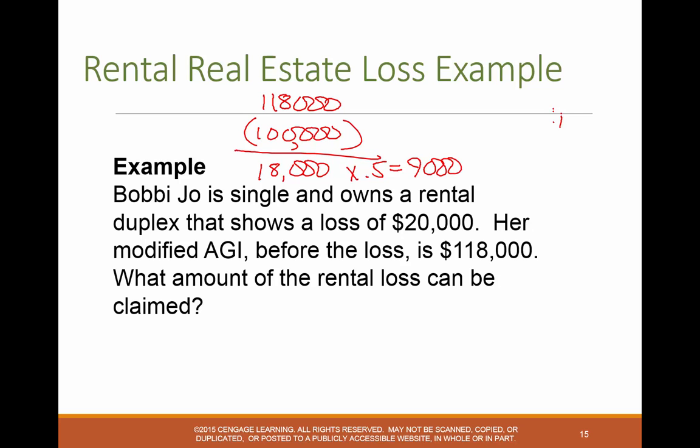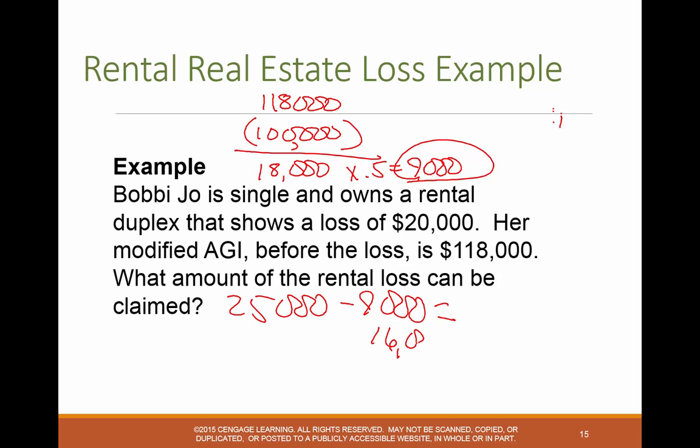But here's the kicker. That 9,000, you guys, reduces the capacity loss, not the actual loss. What's the capacity loss? Do I get 16 or do I get 20? 16.